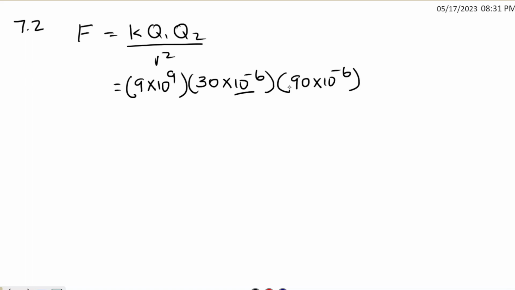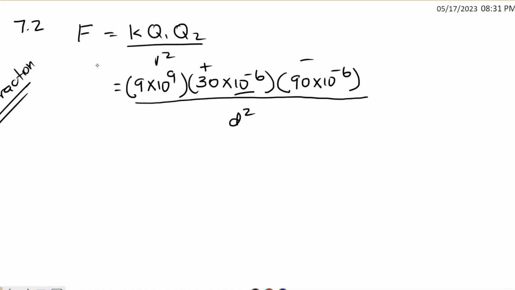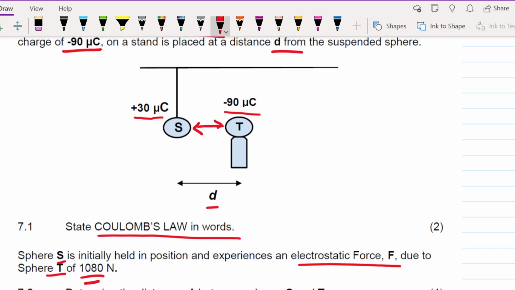So we just substitute 90 microcoulombs. We're not going to put the negative because we know that if this one is positive and that one is negative, this force is going to be a force of attraction. So after we write the answer, we just write attraction. You don't put a negative sign there. We have to divide by the distance between them, which we must find, which is d. Then the force they told us is 1080 newtons.